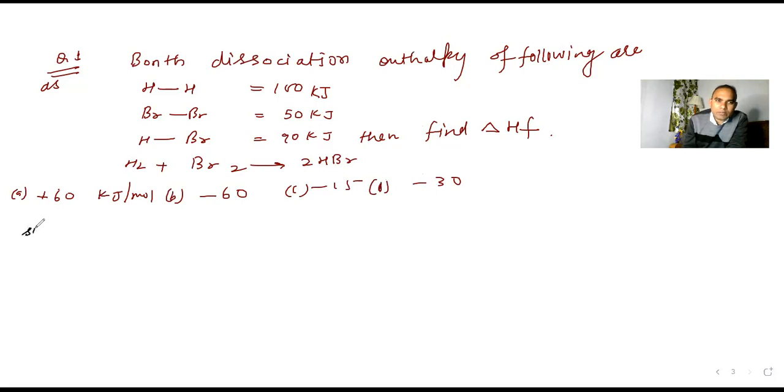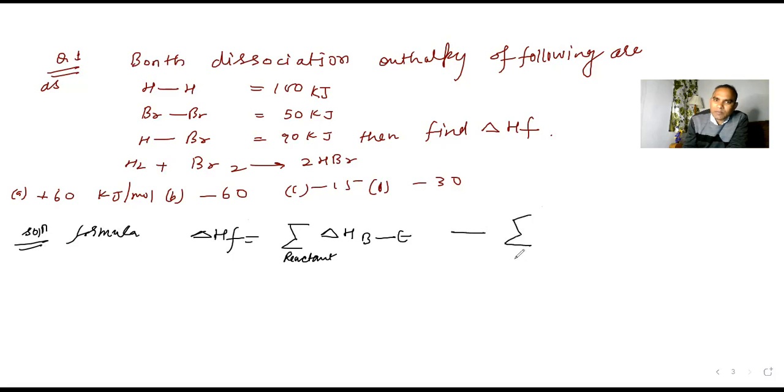So here we are writing the solution. I am writing the formula first. The formula is: delta HF is the summation of reactant bond enthalpy, minus the summation of product bond enthalpy. This bond energy is for the product, that you need to keep in mind, and this bond energy is for reactant.